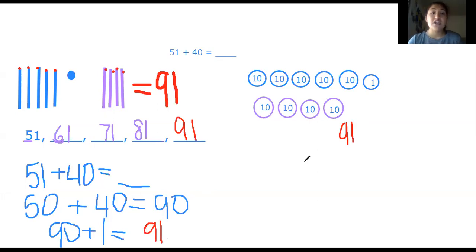Scholars, when you solve the problems on your independent practice, you don't need to solve it using 3 or 4 different ways. You can solve using one of these strategies. Let's move on to the last problem.